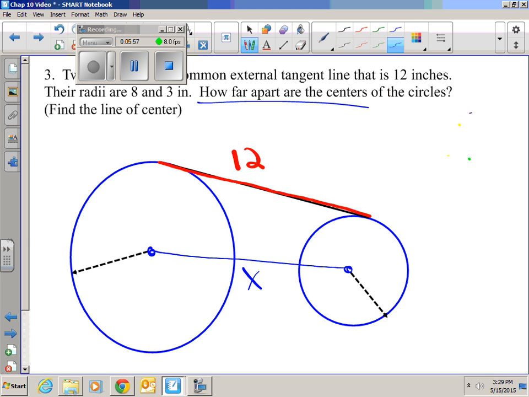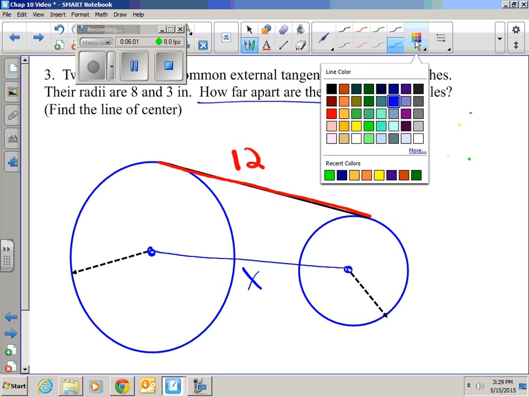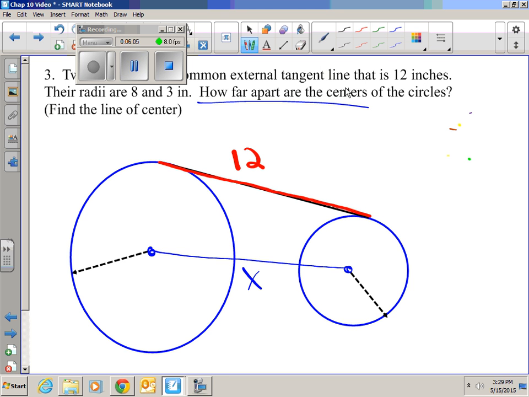Step two is to draw my radii to the points of tangency. I'll do that in this reddish color right here. So I'm going to draw from here to there. That's my first radius. Don't forget that that is a right angle. We can draw this radius right here. Don't forget that is a right angle. According to the information, this radius is 3, and this radius is 8.